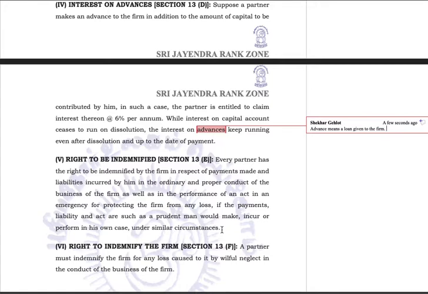But what kind of conduct should be there? Conduct should be as a prudent man would make, like suppose if I am in that position or any reasonable man in that position, he would also do that. Okay, any man would have done what he has done. He has not done something exceptional, but he has simply done what any other prudent businessman would have done in such a situation, and he has taken a liability. Then the firm has to indemnify him.